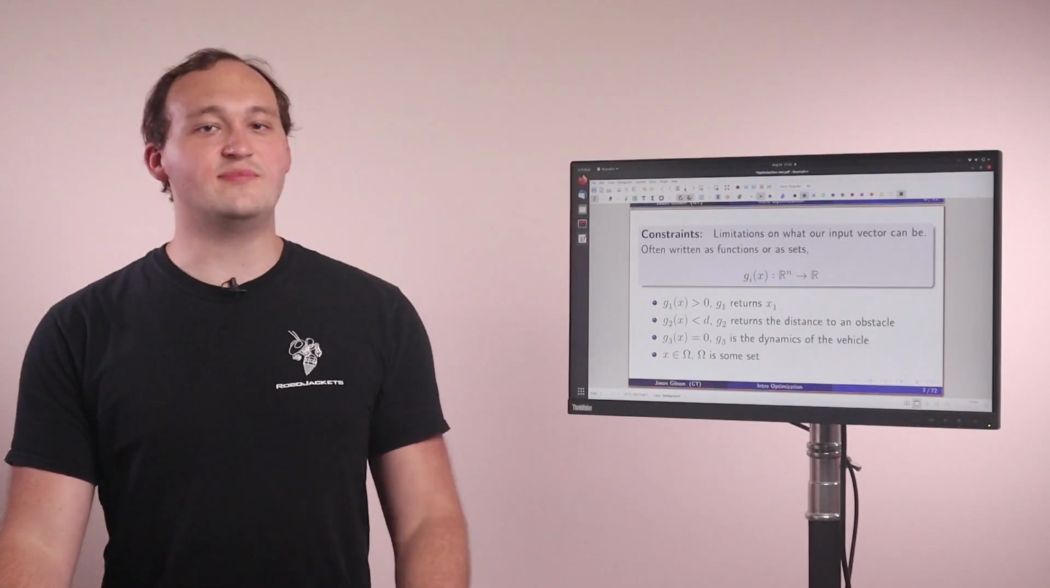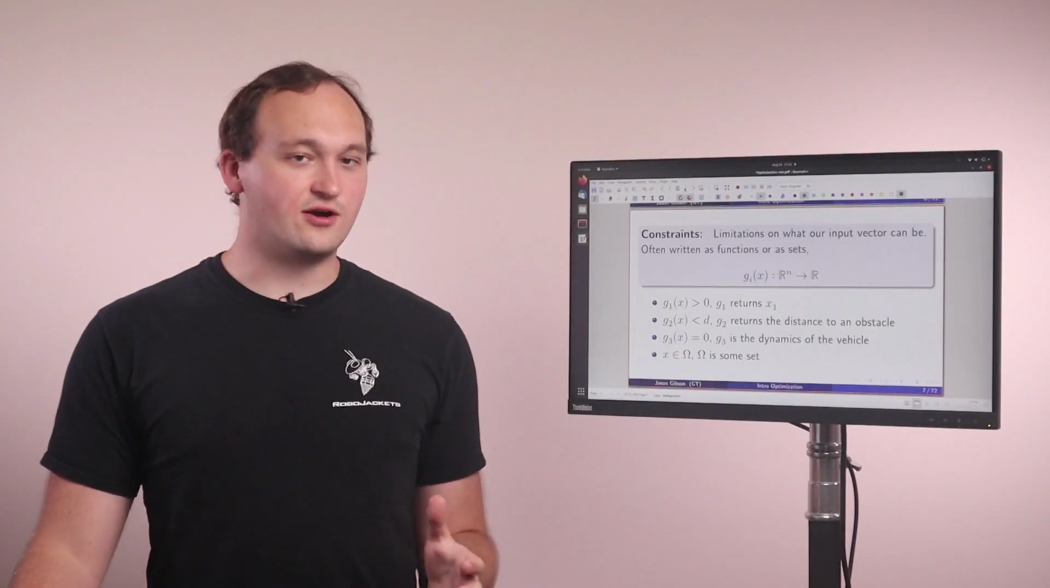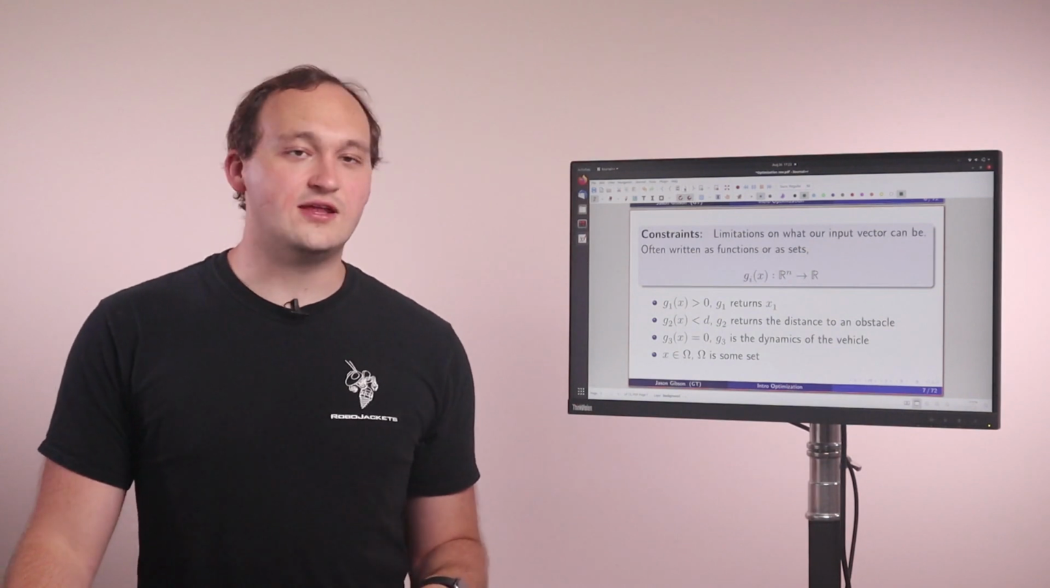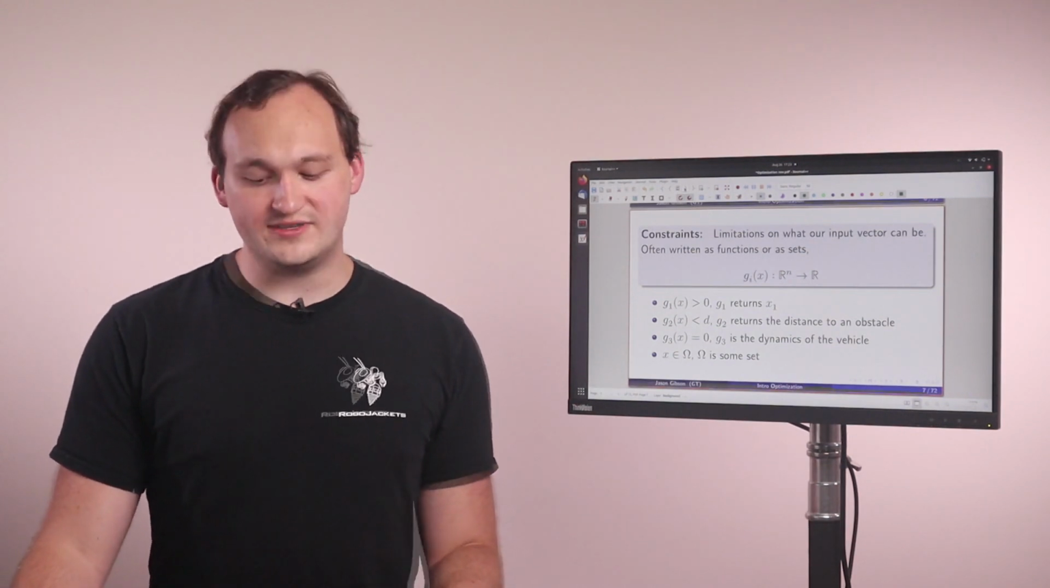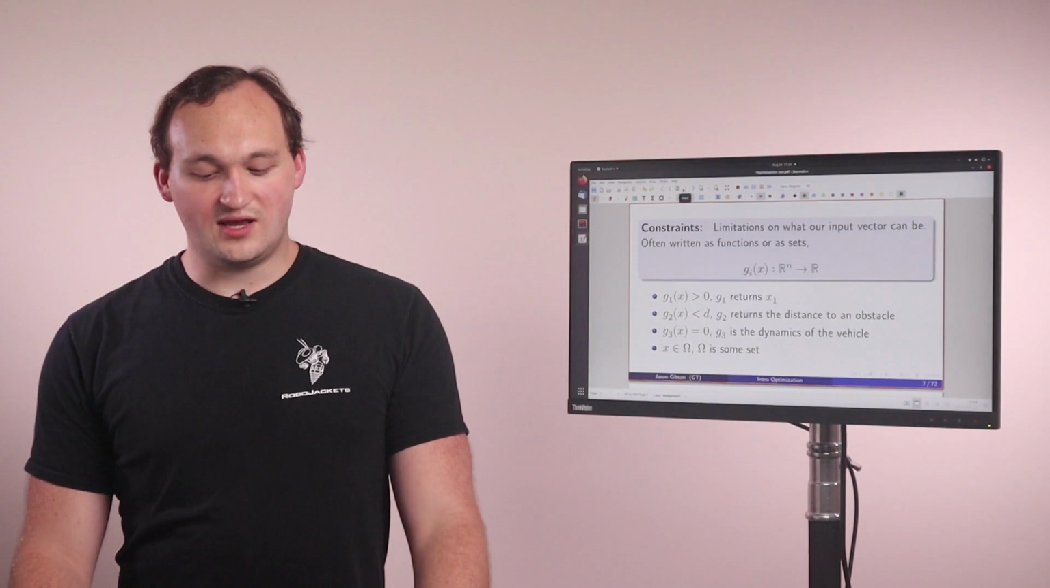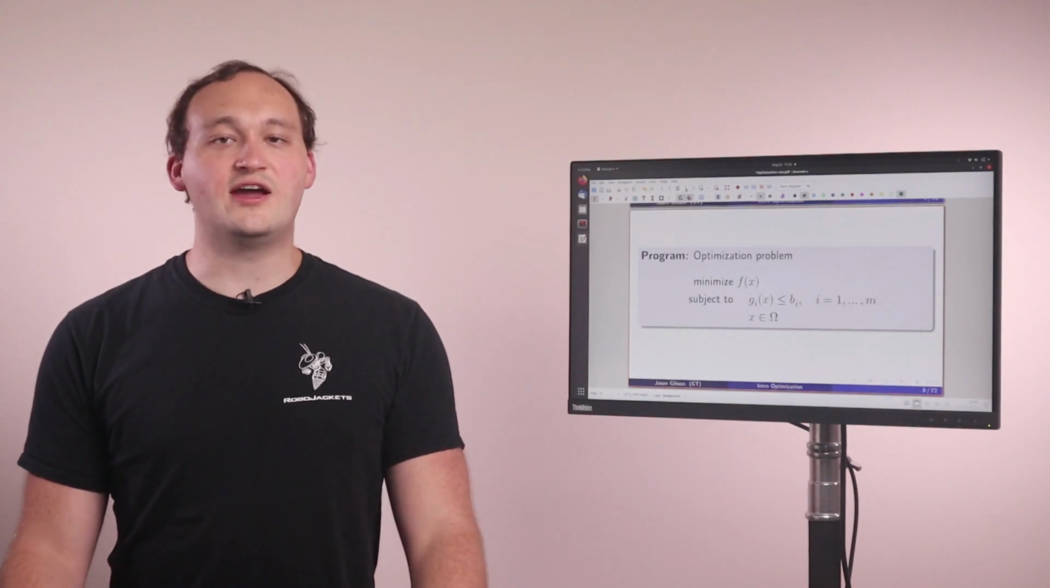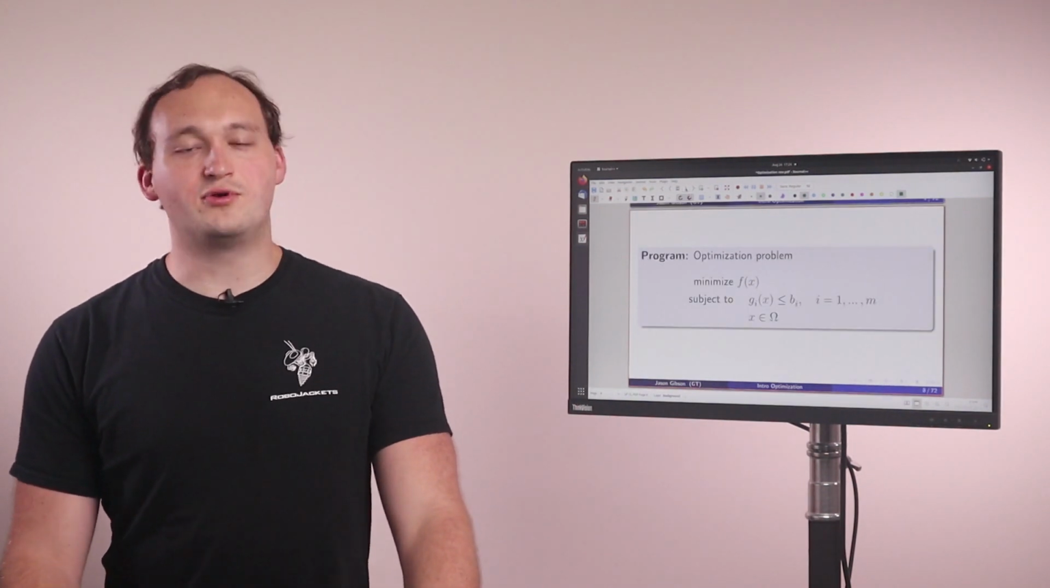I also have constraints that are based off sets, so we can say that our output x is in some set omega, where omega has some properties. These are the different ways we'll write constraints, and if we take an objective function and combine it with some constraints, we get this thing called a program.